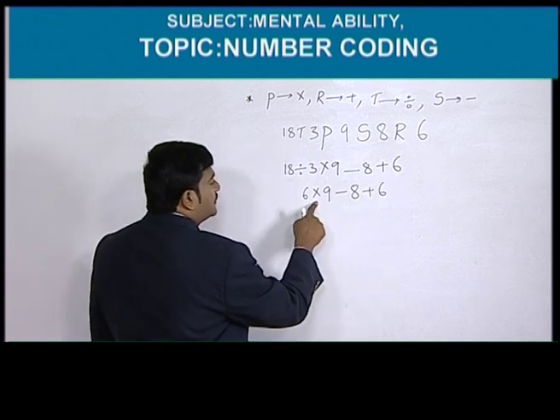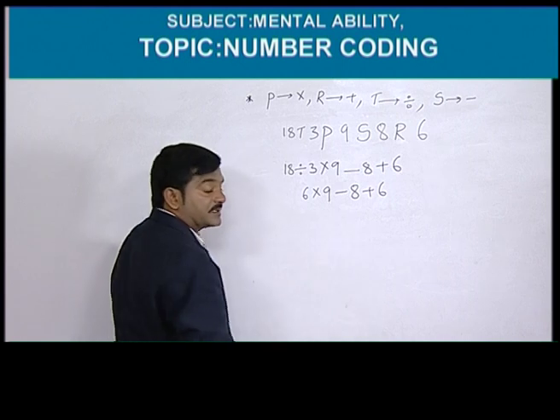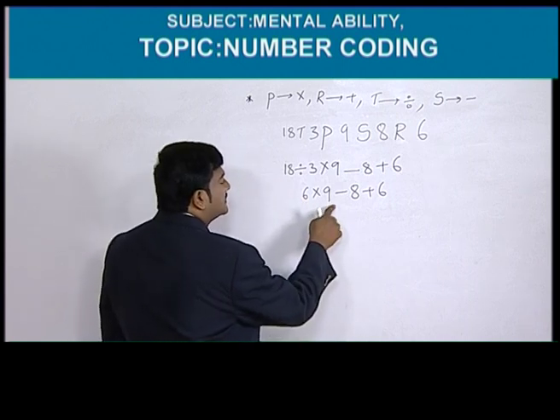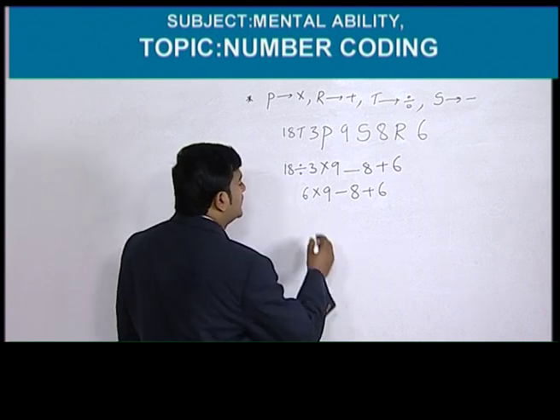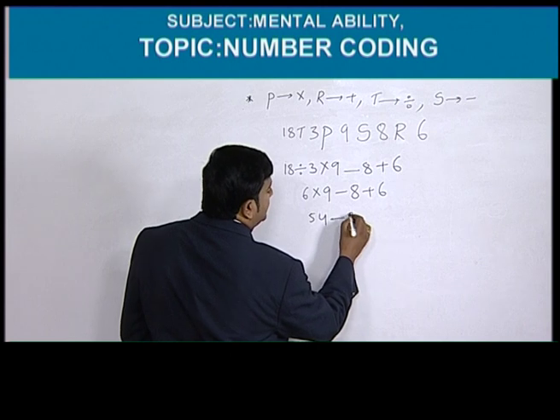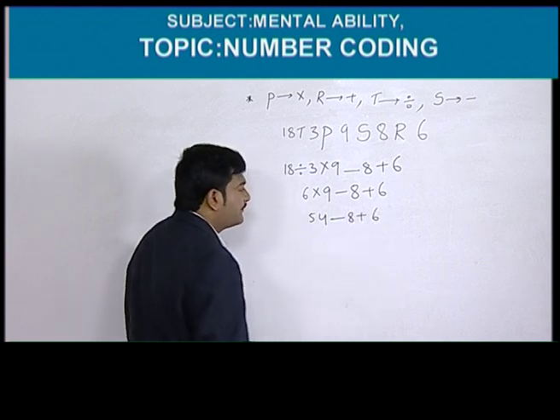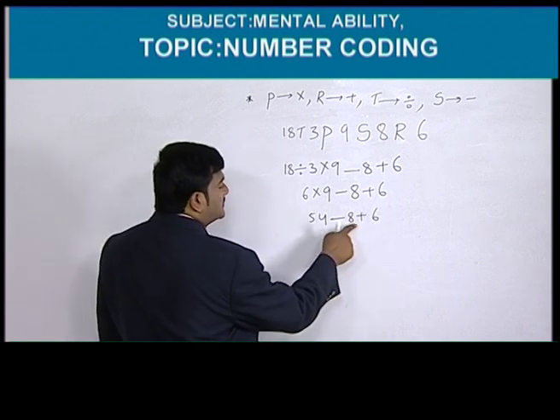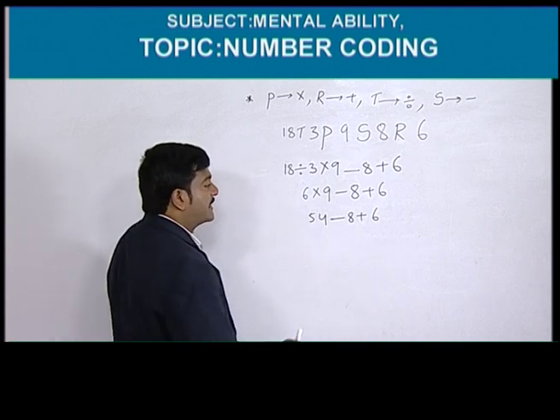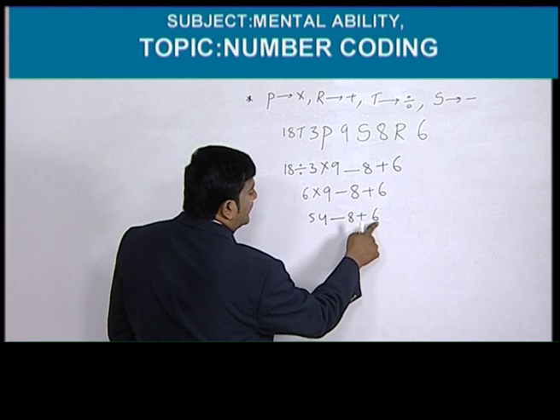Now into is there, minus is there, plus is there. First you have to do the multiplication. What will we get? 6 nines. 6 nines how much here? 54. 54 minus 8 plus 6. Okay, so now plus is there, minus is there. First you have to do the addition, then subtraction. 54 plus 6.